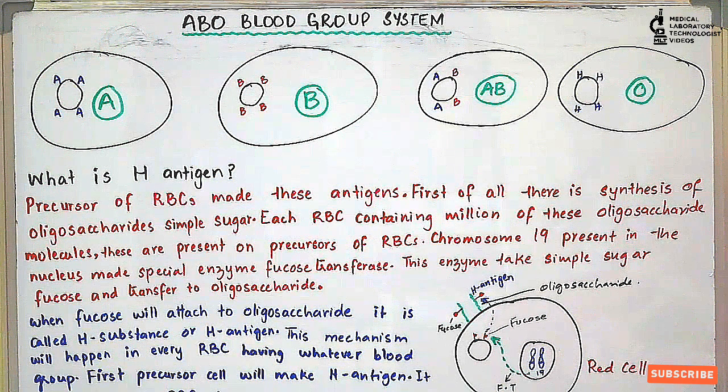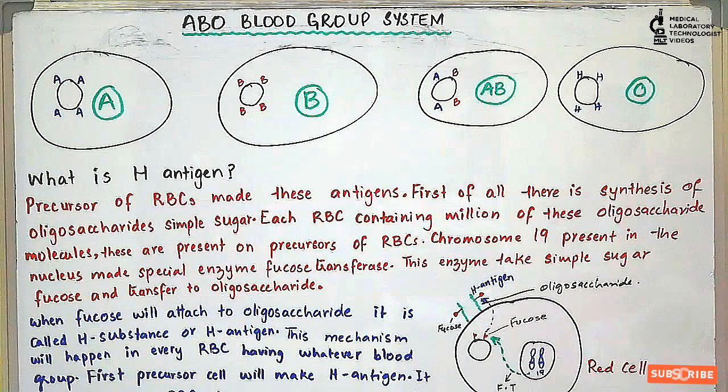Now the question will come in your mind: what is H antigen? So first we will study what H antigen is. After that we will study, if a person has blood group A, why we tell them they have A blood group, and how these antigens are formed. But first we will study what H antigen is.